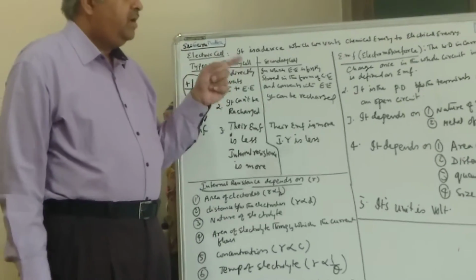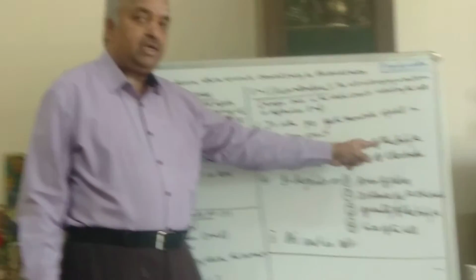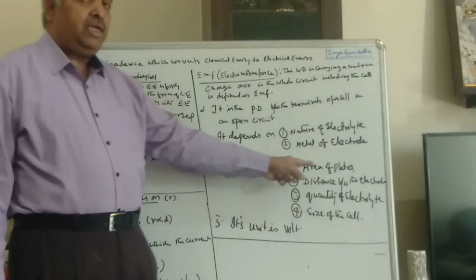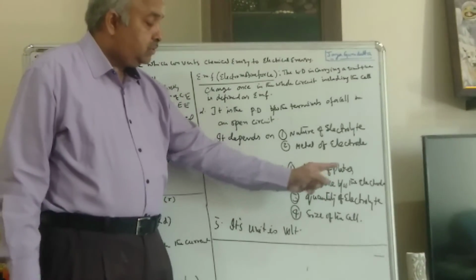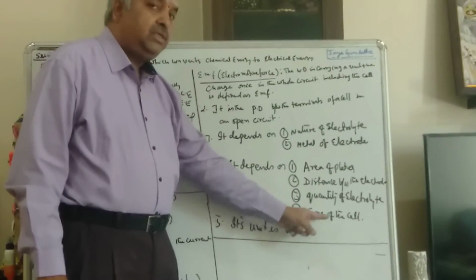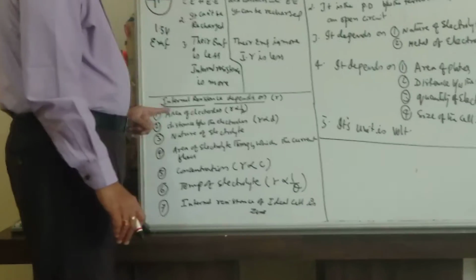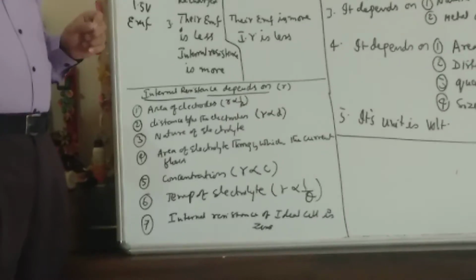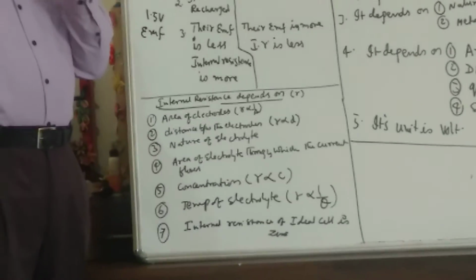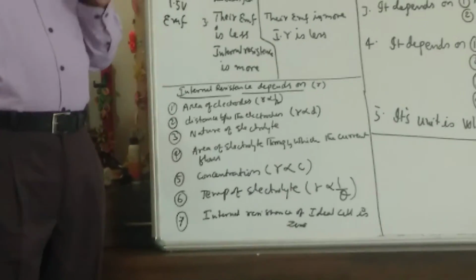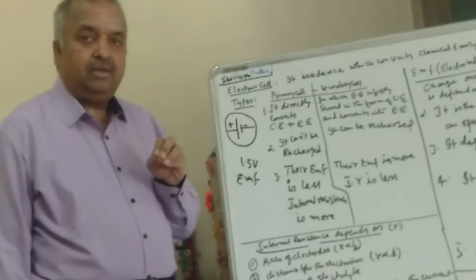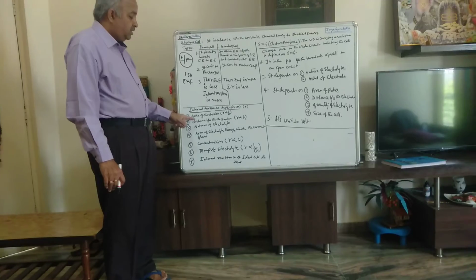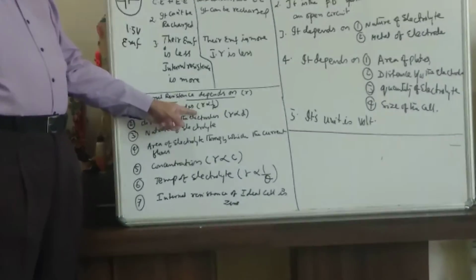So the EMF depends on what? The nature of the electrolytes, the metal of the electrodes, and also the area of the plates, the distance between the electrodes, the quantity of electrolyte, and the size of the cell. Now, internal resistance. So far we discussed that internal resistance prevents the flow of current. Internal resistance is invisible, but it is present in the cell. So what does internal resistance depend on? Area of electrodes.